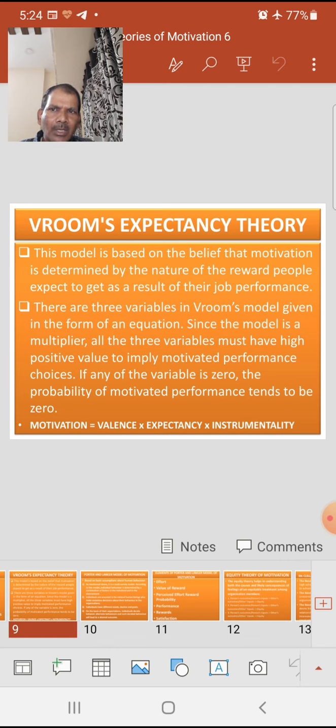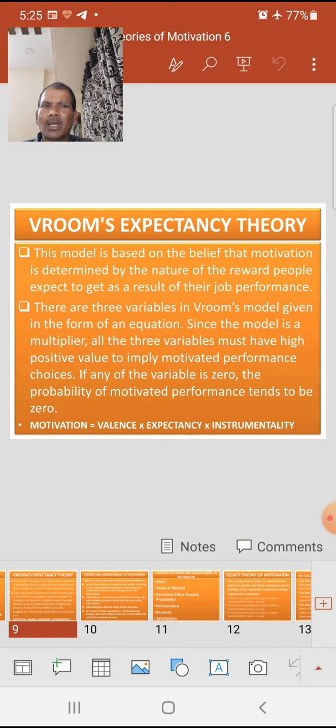The value of instrumentality also varies from 0 to 1, as it is also the probability of achieving the desired outcome. If instrumentality is 0, the motivation will be 0. That's why instrumentality should not be 0. Not only instrumentality, but valency, expectancy, instrumentality: if any one of these factors becomes 0, the outcome is 0, as the relationship suggests. Motivation is equal to valency into expectancy into instrumentality.